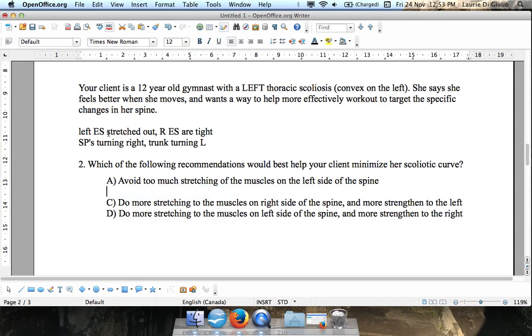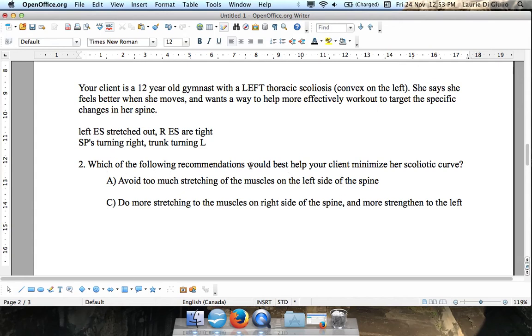That would be contraindicated. Do more stretching to the muscles on the right side of the spine and more strengthening to the left. Okay, so do we have to stretch the muscles on the right? Absolutely, because the right side are tight. That's the concave. Do we have to strengthen the left? Absolutely, because they're stretched out. This is absolutely a possibility. Do we want to stretch the muscles on the left side of the spine? Nope, they're already stretched out. So I don't even need to read the rest of this answer. This is gone. So now I have to select which one is the most correct.